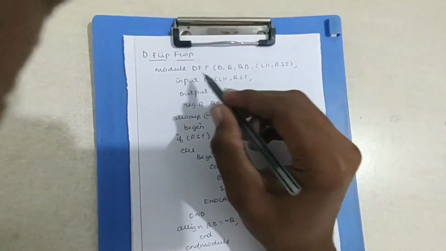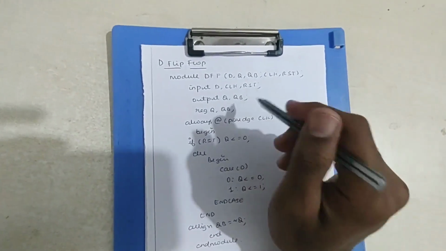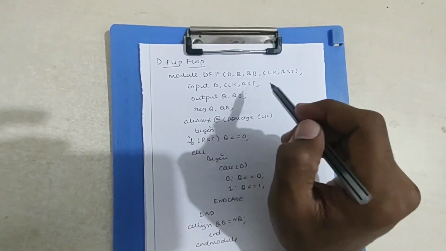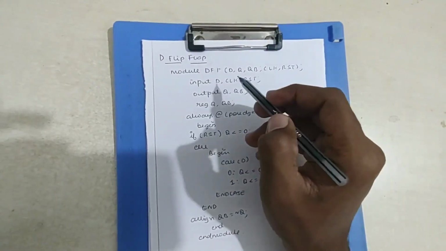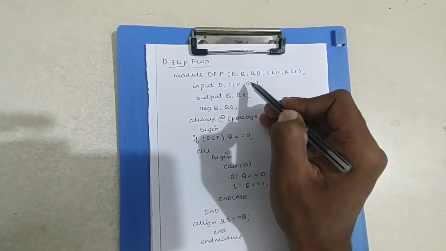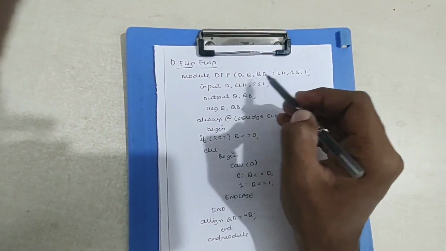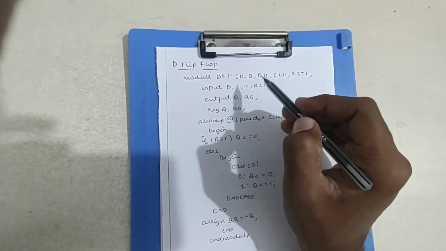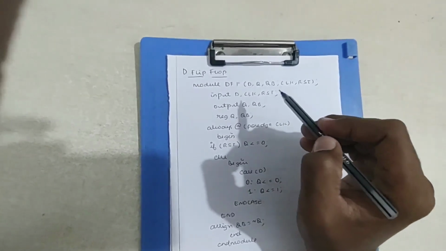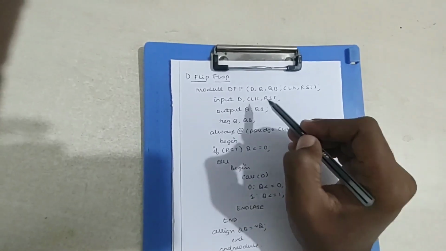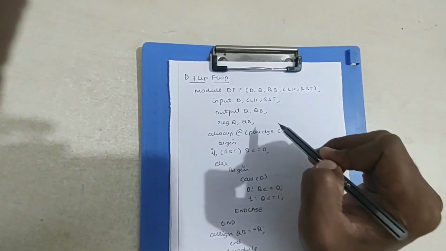Now we shall discuss the D flip-flop. A D flip-flop is used in electronics to store binary information. These are the fundamental building blocks in digital design and play a crucial role. Here is the module DFF of D, Q, QB, CLK, RST. D is the data input, CLK is the clock input and RST is the reset input, where Q is the output representing the state of the flip-flop. QB represents the complemented output.